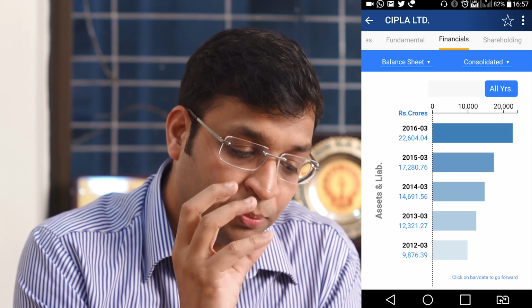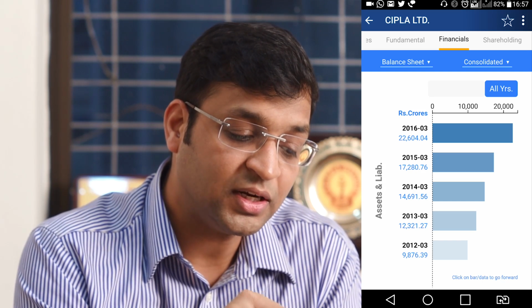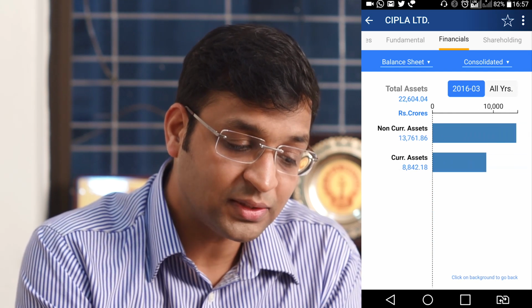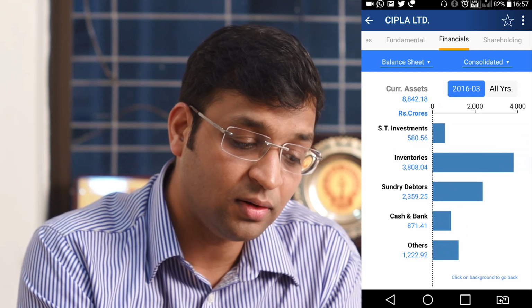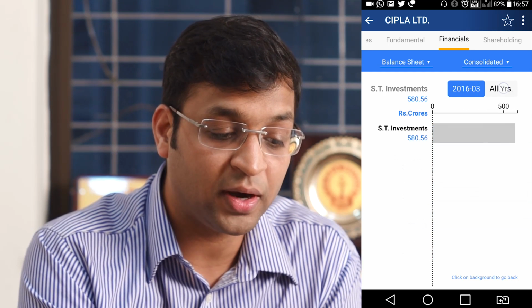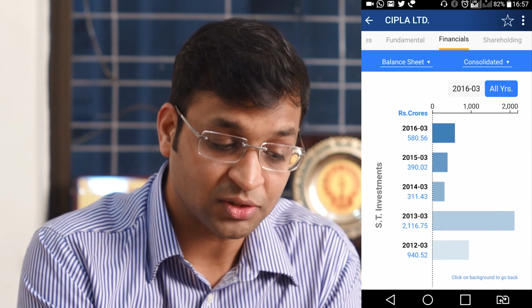Now the beauty of this type of graph is it is much more interactive and you can zoom in inside each and every component and see what exactly has been the performance of that component over the period of the last 5 years. Now go to the other tab called shareholder.